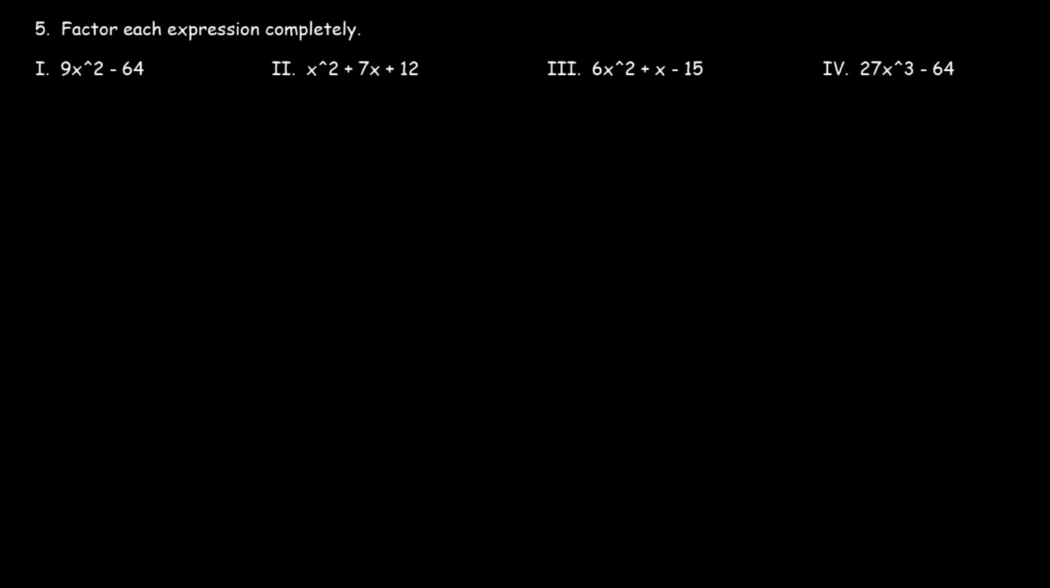Number 5, factor each expression completely. So this is a free response problem, and let's start with the first one. How can we factor 9x squared minus 64?